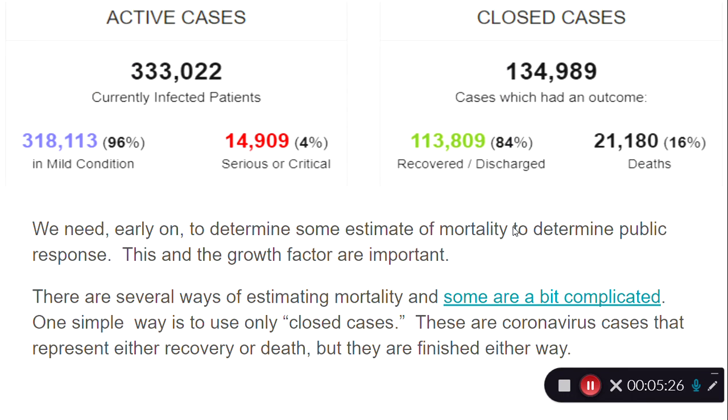So if you scroll down worldometer/coronavirus a bit more, they give active cases. How many? Again, this is whatever 5 days old by the time you view it. How many cases are active, currently infected, mild condition, serious condition? Then how many cases are done? To be done, you're either recovered or you're deceased. This is a bit more sobering.